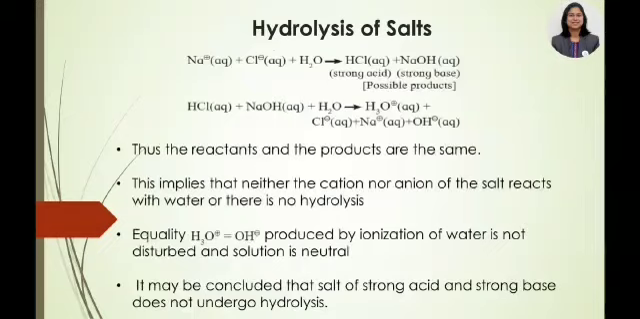plus NaOH. HCl is a strong acid, NaOH is a strong base. So these are the possible products. HCl aqueous plus NaOH aqueous plus water gives you H3O+, Cl- ions plus Na+ ions plus OH- ions.